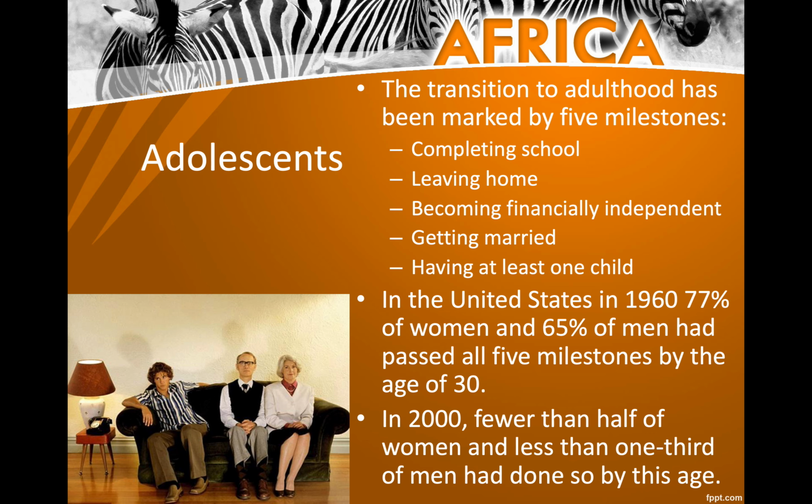In the United States in 1960, 77% of women and 65% of men had passed all 5 milestones by the age of 30. And of course, not my son. He still doesn't have any children, and he probably won't have any children, I'm guessing. In 2000, fewer than half the women and less than 1/3 of the men had done so by this age.